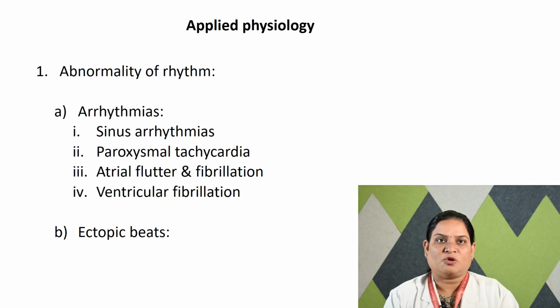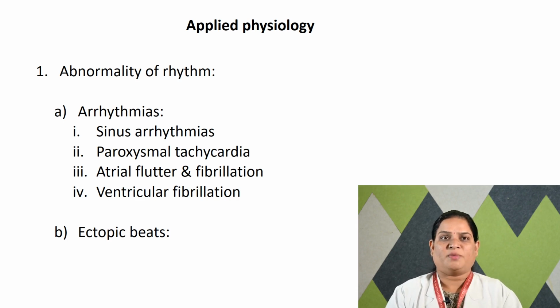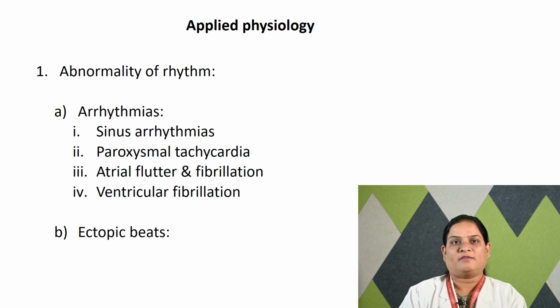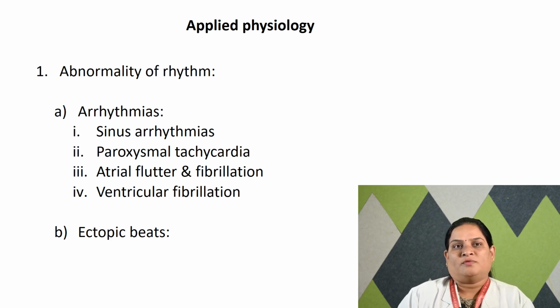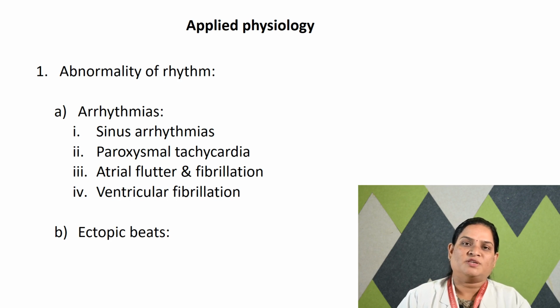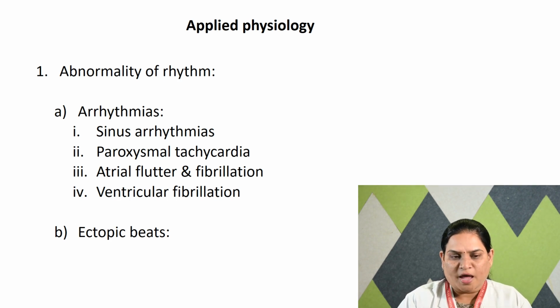Now, the applied physiology of this conducting system. An abnormality of rhythm is known as arrhythmias. There are sinus arrhythmias, paroxysmal tachycardia, and atrial flutter and fibrillation. Because of these, there is abnormality in the rhythm of the heartbeat. Ventricular fibrillation also causes an abnormal rhythm of the heart. Ectopic beats are also there in the abnormal rhythm.